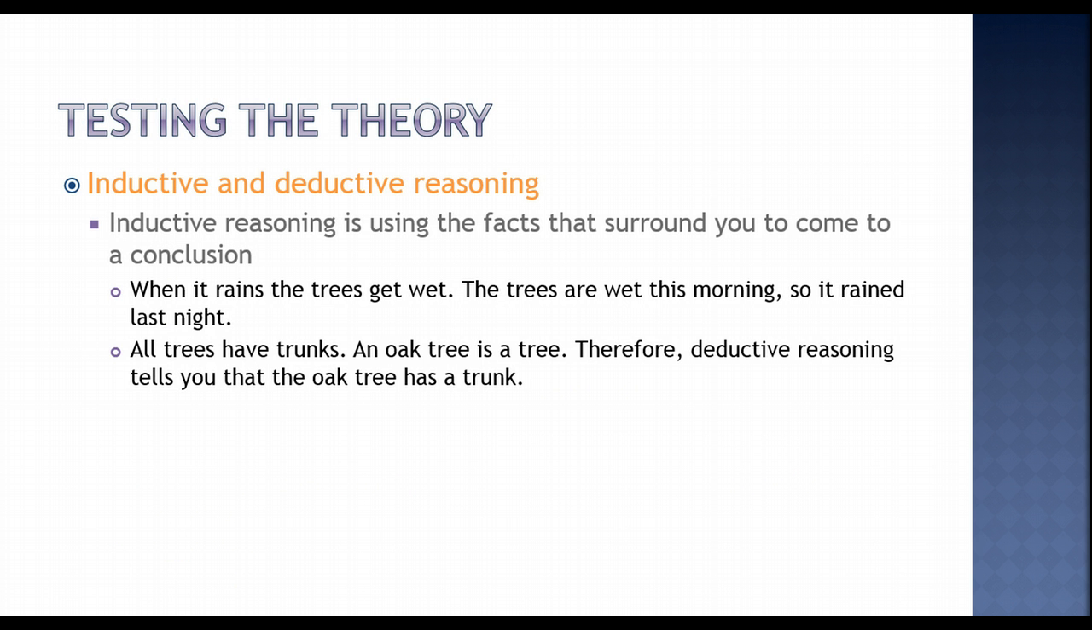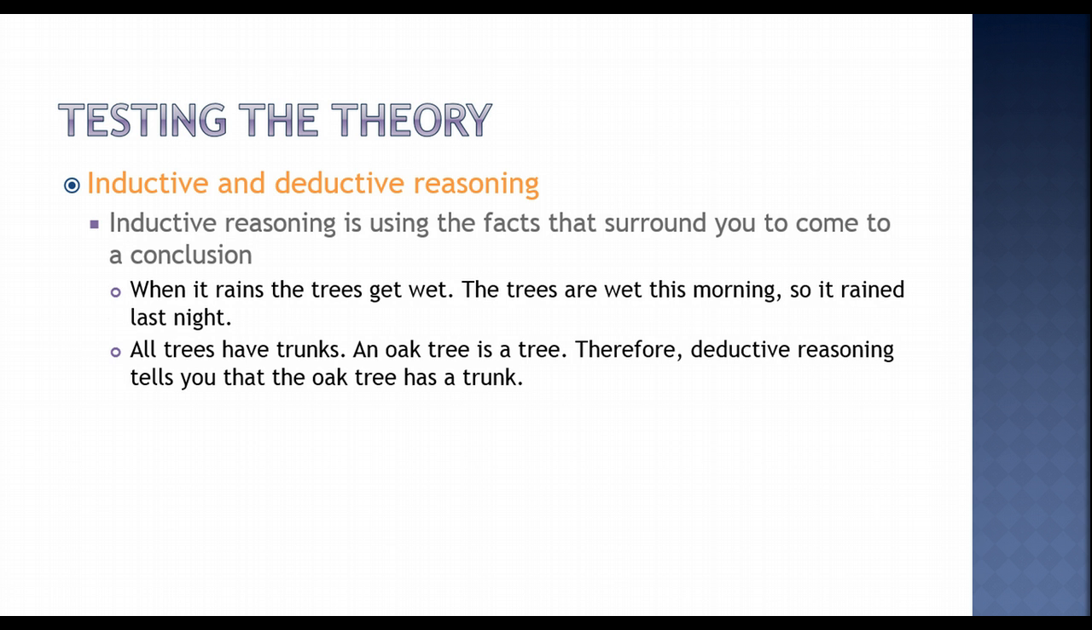All right, so we've also got a couple of different types of reasoning we can look at. We can have inductive reasoning and deductive reasoning. So inductive reasoning is using the facts that surround you to come to a conclusion. When it rains, the trees get wet. The trees are wet this morning, so it rained last night. That is an example of inductive reasoning. So you're using the facts around you to come to a conclusion. All trees have trunks. An oak tree is a tree. Therefore, deductive reasoning tells you that an oak tree has a trunk.